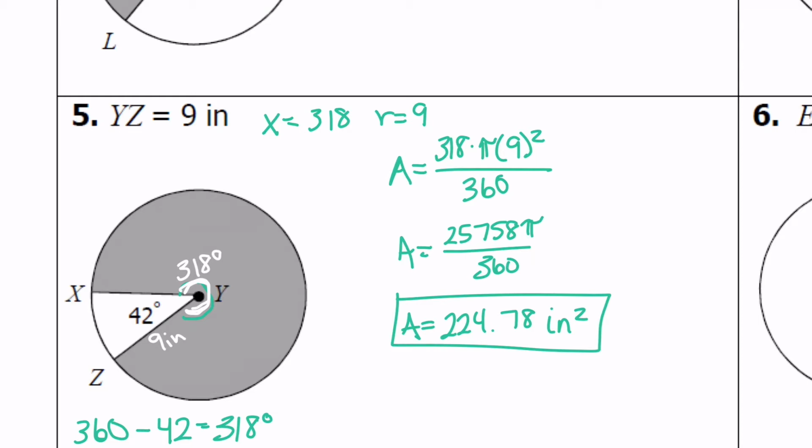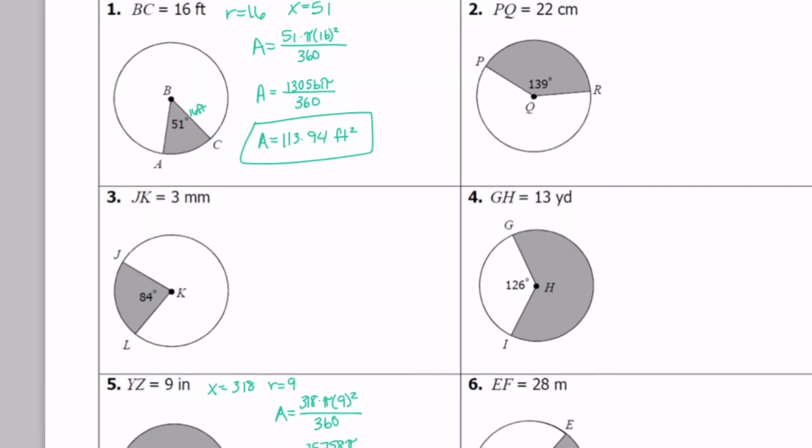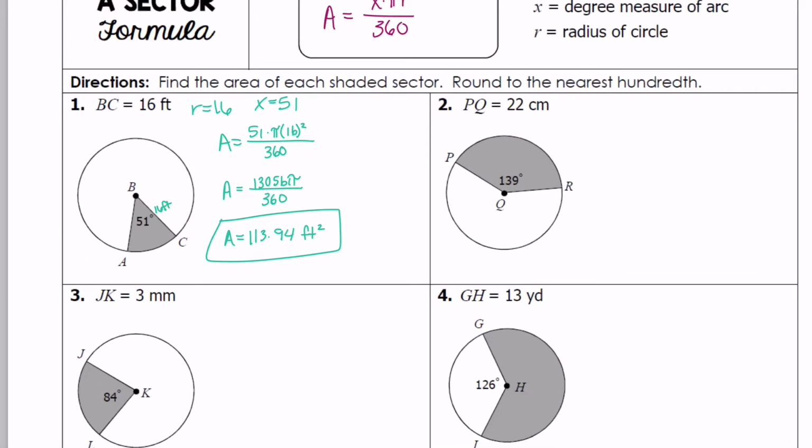Yeah, 1 through 7. Or 10. God, I can't talk. 1 through 10. This is all you're doing. You're identifying what the x is, what the r is, plugging those into this equation up here.